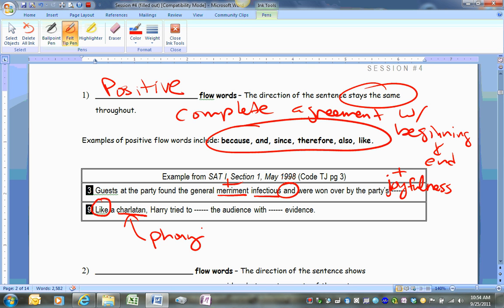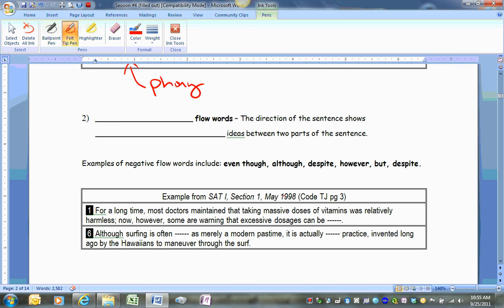So I would probably say tried to trick the audience with false evidence, because clearly we see the word like, so we know we want to agree with charlatan. We want complete agreement again. But of course, you got to pick words that are indicative of what a charlatan is. Now, let's say, for example, so this is a nice segue into the next part. Let's say, for example, I say unlike a charlatan. If I say unlike, then clearly we want something that's the opposite, right? So that's the next thing I'm going to talk about. Negative flow words.